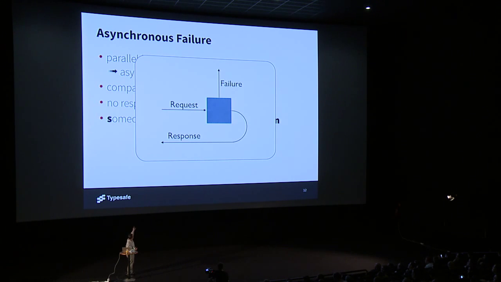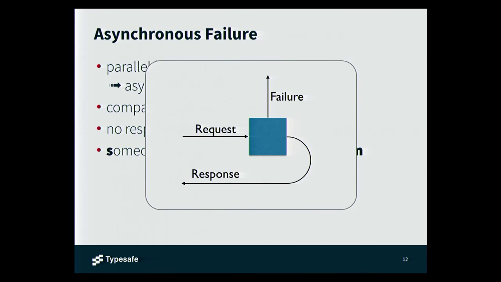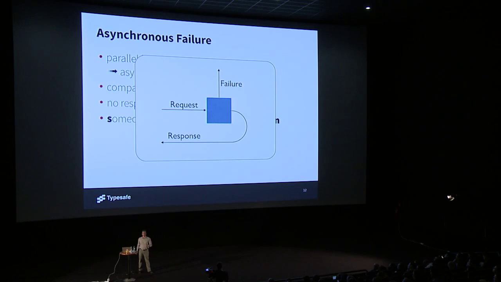This diagram shows it. Requests and responses go in the horizontal plane, and failure goes orthogonal to that, to some other place. Now, in order to distinguish between different kinds of responses and failures, I'd like to show you a little example. Consider a vending machine. So you're thirsty, and you want to buy some coffee, for example, from a vending machine.